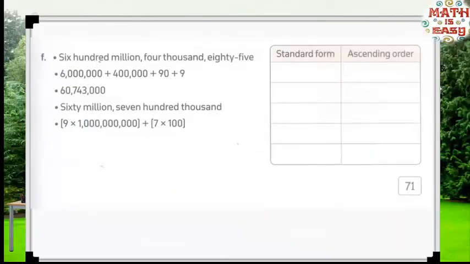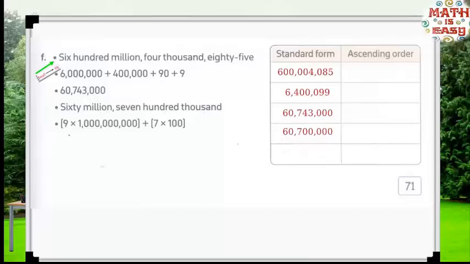Last one here, 500 millions, right? 500 millions, 4,000, 85. From least to greatest: 6,499,000, 60 million, 700,000. Last number: 9 milliard, 700.